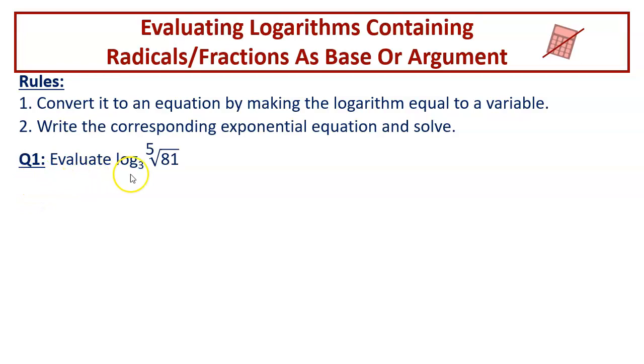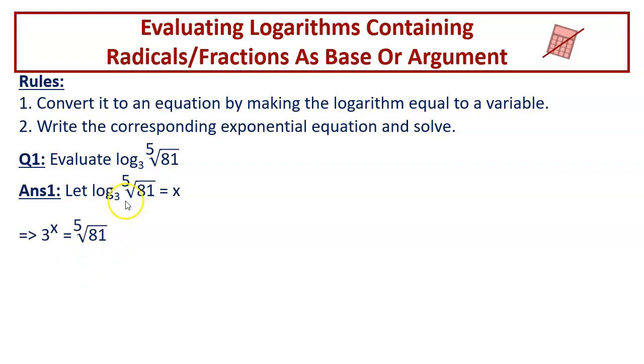Question number 1, evaluate log of 5th root of 81 to the base 3. As the first rule says, we have to equate it to some variable. I have equated it to x. So I have written, let log of 5th root of 81 to the base 3 equal to x. And then we will be converting this to an exponential equation. It is 3 to the power of x will be equal to 5th root of 81.